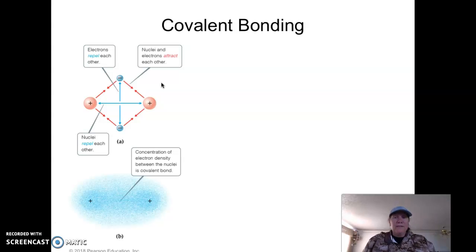Now what happens if they're not going to transfer electrons? What if you've got 4? Do you give up 4? Do you pick up 4? You don't do either. Instead, what you do is you share electrons. I think this is supposed to be hydrogen.